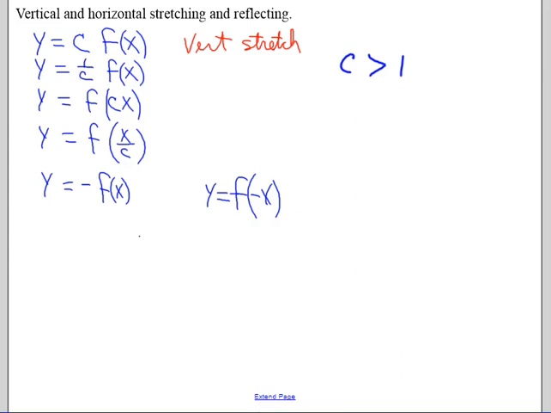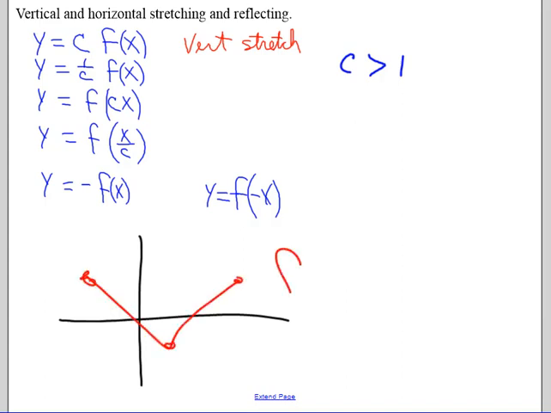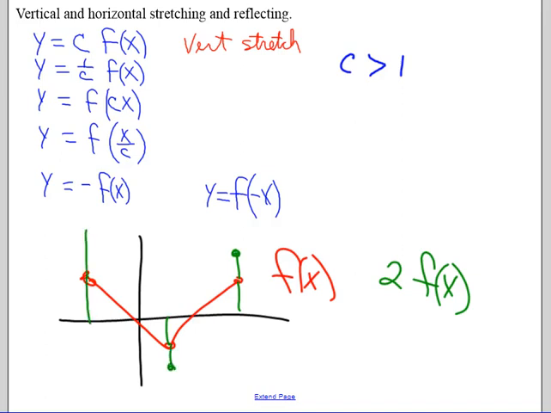I'm going to give you a for instance here. If I have just a simple graph that does this, and that's f of x, and then I want to see what 2 f of x is, every single value gets whatever that distance is, double it, and that's the new point. That distance, double it, that's the new point. So it didn't get skinnier, it got taller.